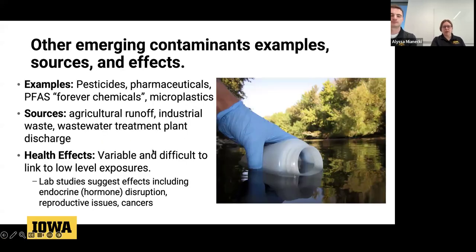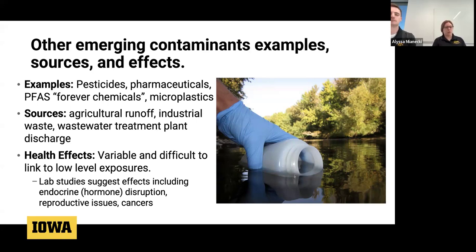And I have to do a nod to this because this is more of my expertise, but there's a lot of other emerging contaminants that can be found in Iowa. Things like pesticides, pharmaceuticals, PFAS forever chemicals, and microplastics have been found in basically every surface water body in Iowa. They can come from a multitude of places, including agricultural runoff, industrial waste, and wastewater treatment plant discharge.